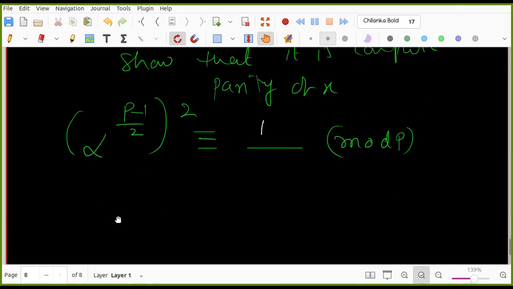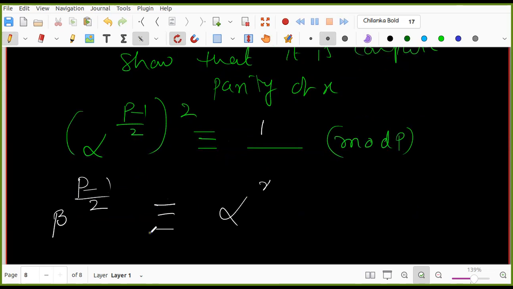Now coming to this question, I will compute beta power p minus 1 by 2. Why am I computing it? Let us see. Beta is alpha power x, so beta power p minus 1 by 2 is equal to alpha power x, power p minus 1 by 2, modulo p.